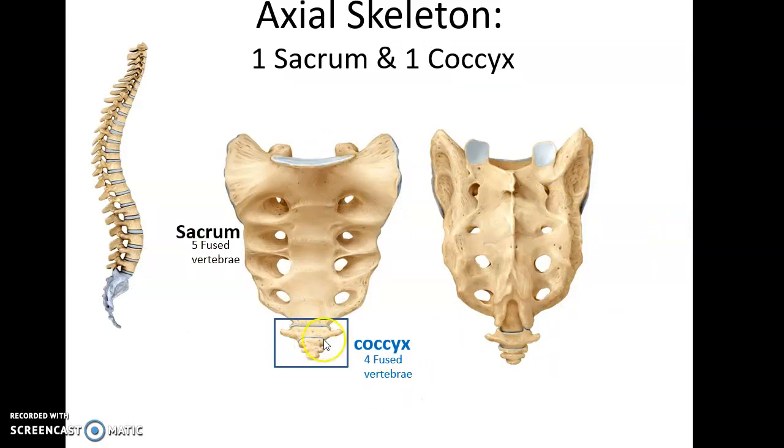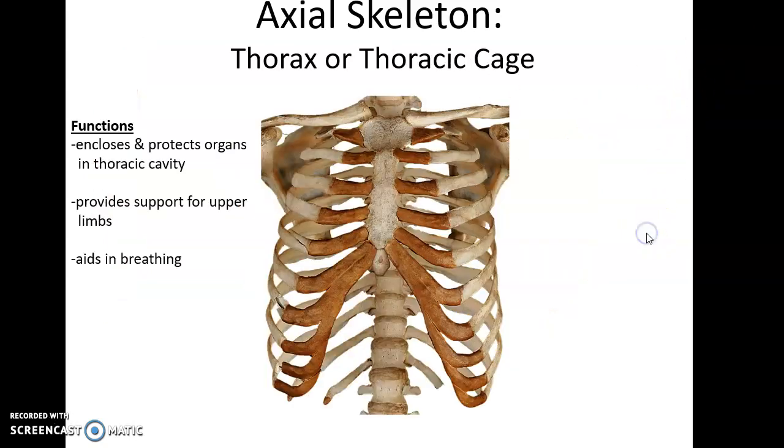Sacrum and coccyx. They are fused vertebrae. It actually takes a relatively long time for them to fuse, so they don't fully fuse until you're a teenager. And they're the inferior portion of the vertebral column.